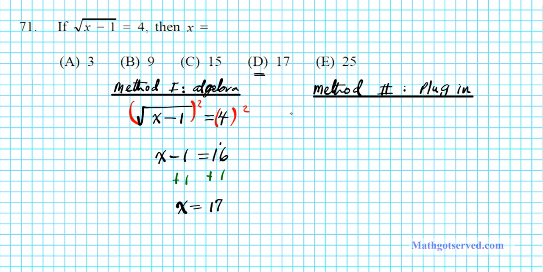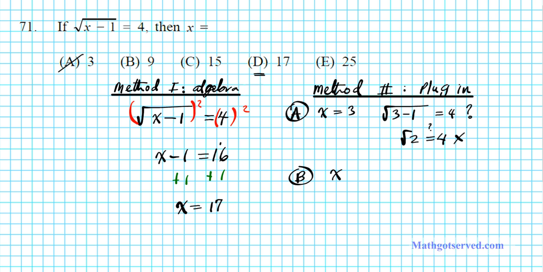Let's try method 2. We're going to test option A, which is x equals 3. So we have to plug it into the problem. The question is, is the square root of 3 minus 1 equal to 4? Is the square root of 2 equal to 4? The answer is no. So that means option A is not the answer. Then you go to B.